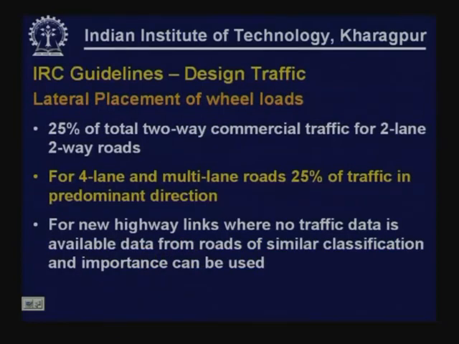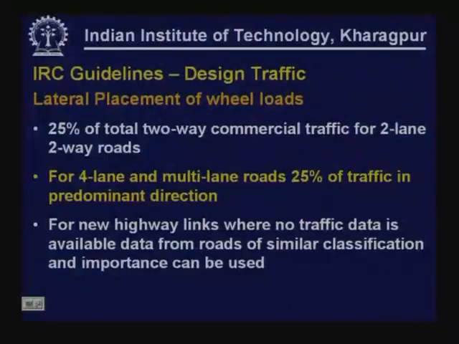Another important characteristic of traffic loading that has to be considered is the lateral placement of wheel loads on the slab. The IRC 58 recommendations are to consider 25% of total two-way commercial traffic for two-lane two-way roads. If you have a two-lane road with two-way operation, 25% of the total two-way traffic has to be considered for design, not the 100% total two-way volume. We will discuss why this has to be so.